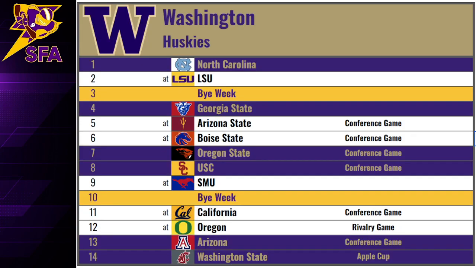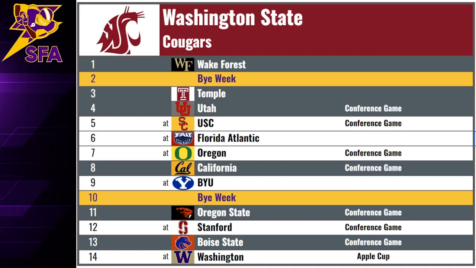All right, now we got Coach Damien. We got North Carolina, LSU, back-to-back. That is brutal. Now, you get lucky with Georgia State and SMU, but brutal opening 2 weeks here for Washington. They might be 0-2. Now we'll go to Washington State. The Cougars, Wake Forest. You got Temple, Florida Atlantic, and BYU in the non-con.